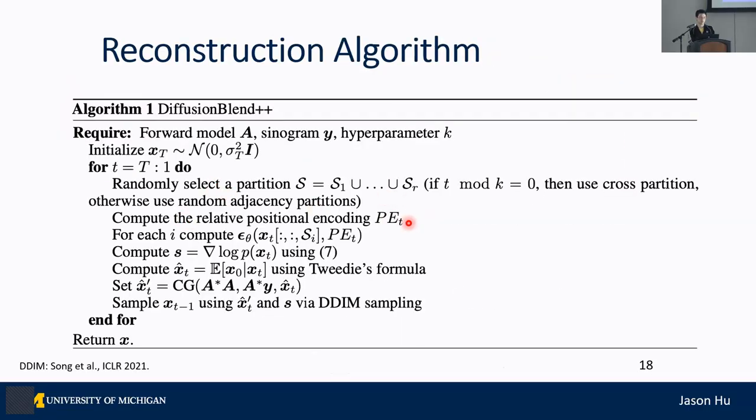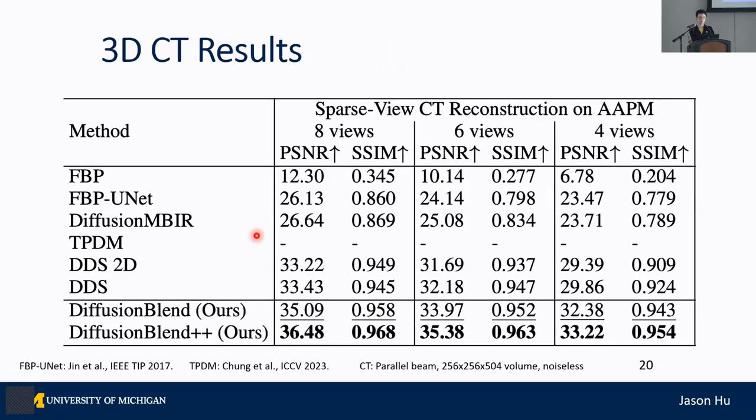We also have to compute this positional encoding, like I mentioned, to tell the network how far apart the slices came from. Okay, so some 3D CT results. We have sparse view CT, this is very sparse view with only 8 views down to 4 views, as well as, in the paper, some limited angle CT experiments.